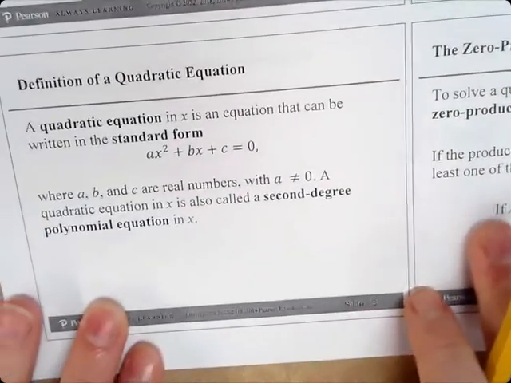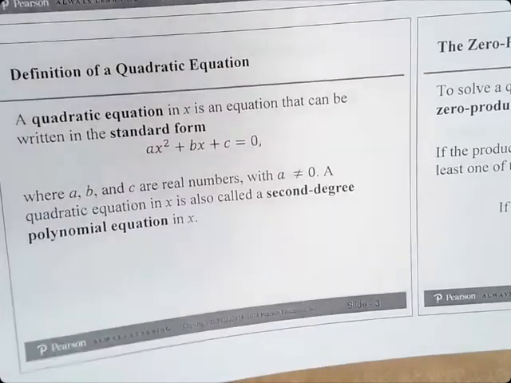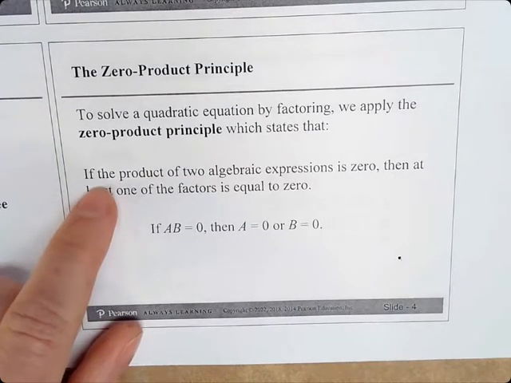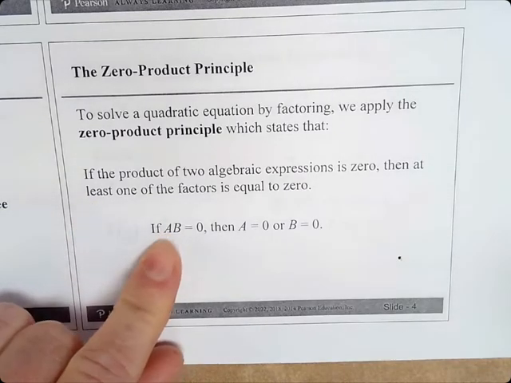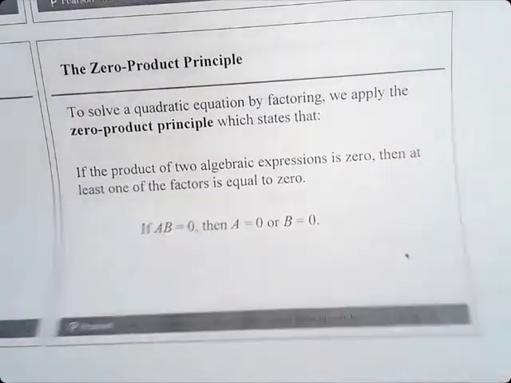With quadratic equations, we know that that is the form ax squared plus bx plus c equals 0, where a does not equal 0. A, b, and c are real numbers. To solve quadratic equations by factoring, we apply the zero product property or principle, which states that if two factors' product equals 0, then at least one of the factors equals 0. So if a times b equals 0, then a equals 0 or b equals 0. We can use that property to solve.